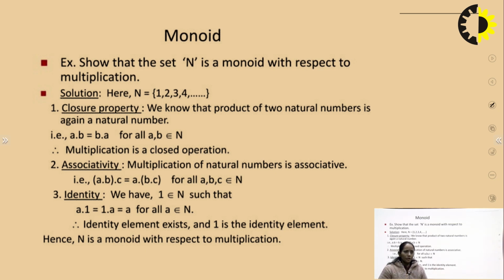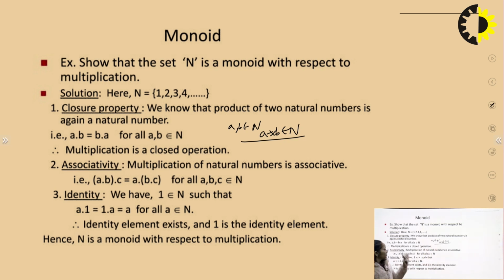For a monoid, we should test three properties with the operation multiplication: closure property, associativity and identity. If we are talking about the set of natural numbers, we can take values from N. First, how can we test the closure property? As we know, the product of natural numbers is also a natural number. So if a and b belong to N, and the operation is multiplication, then a cross b will also belong to N. So for the set of natural numbers, the closure property exists with respect to multiplication.